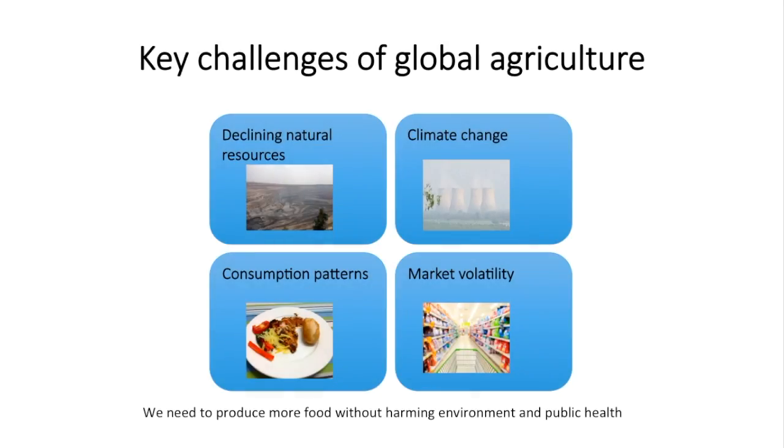You would agree that there are some challenges of global agriculture, such as climate change, degradation of natural resources, changing food consumption patterns, market volatility, etc. And at the same time, globally, we need 70% more food to feed about 9.5 billion people by 2050. So we definitely need to produce more food, but without harming the environment and public health.